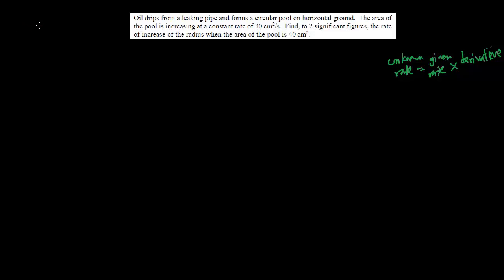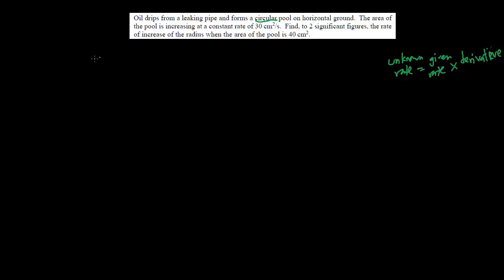So let's look for the information. Oil drips from a leaking pipe and forms a circular pool. We need to know what type of shape it is. So it's a circle, a circular pool on horizontal ground. So we have a circular shape to deal with, and the area of the pool is increasing. That means dA by dt is at a constant rate, 30 centimeters square. So this information is given.